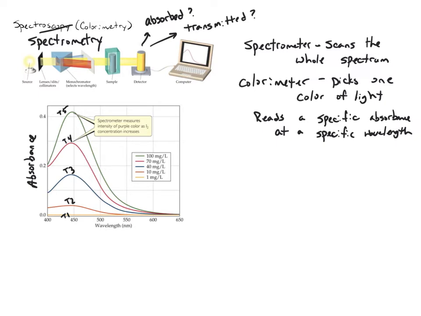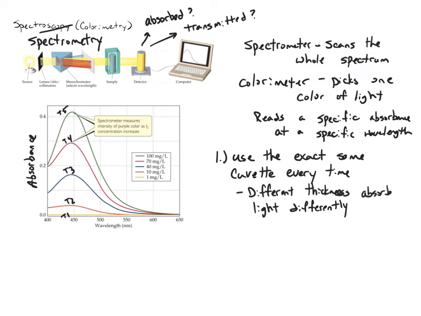Now you want to make sure that you use the exact same cuvette every time you do a reading using the colorimeter or the spectrometer. Each cuvette has a slightly different thickness of the glass or plastic. Some of them have different impurities inside the glass or the plastic. And so in order to eliminate all the different variables, you want to use the same cuvette for all of your readings when you're doing a colorimeter or a spectrometer.